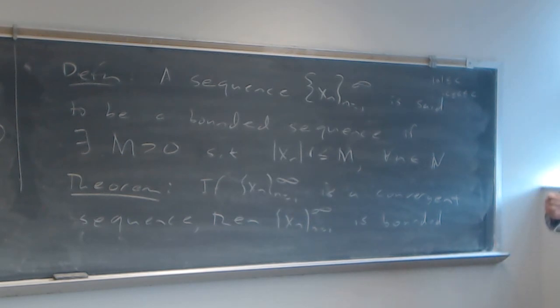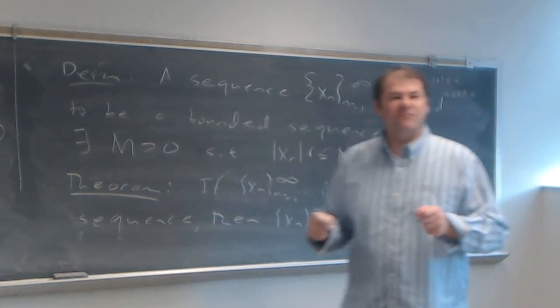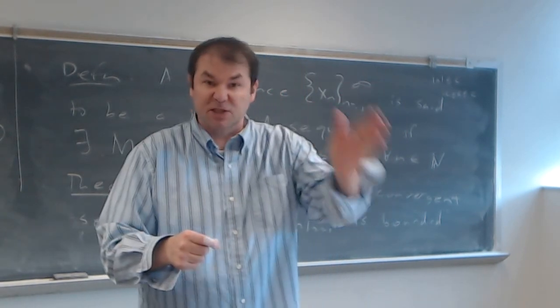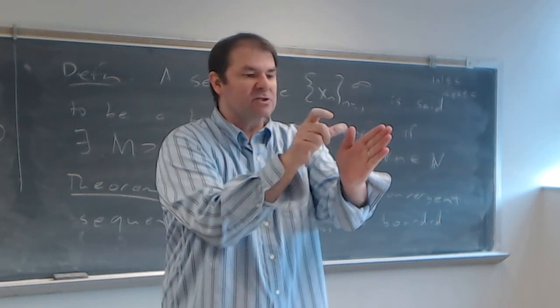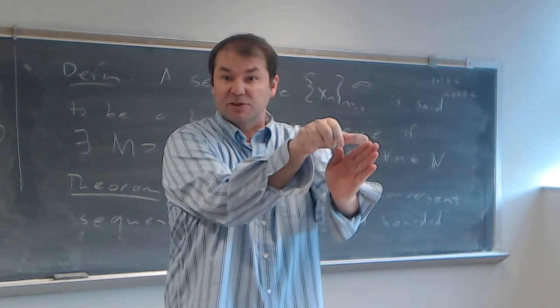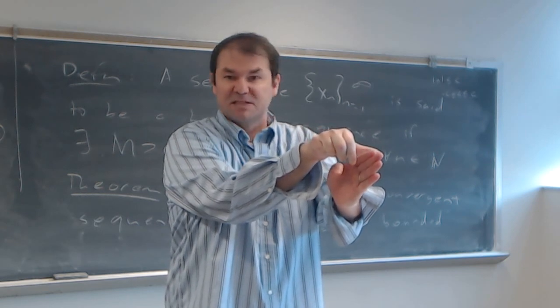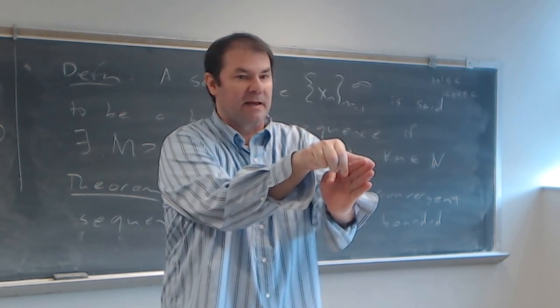So wait just a second. Why would X of n be bounded? You think about the terms of the sequence, where they are on the number line. If they converge, why are they going to be bounded? Well, what does it mean to converge? It means they get really close to a certain number. So after some point, all the terms of the sequence are really close to this certain number x. Is that okay with everybody?